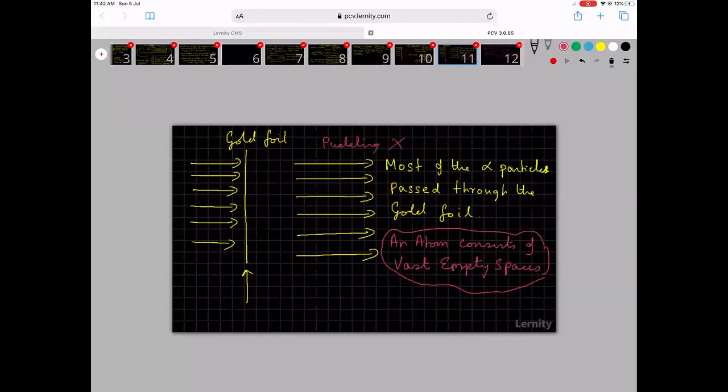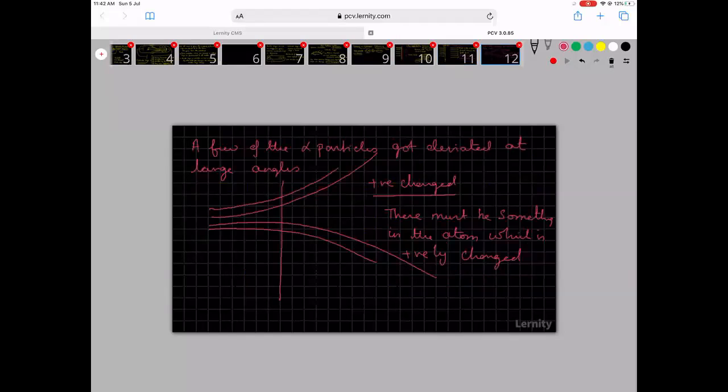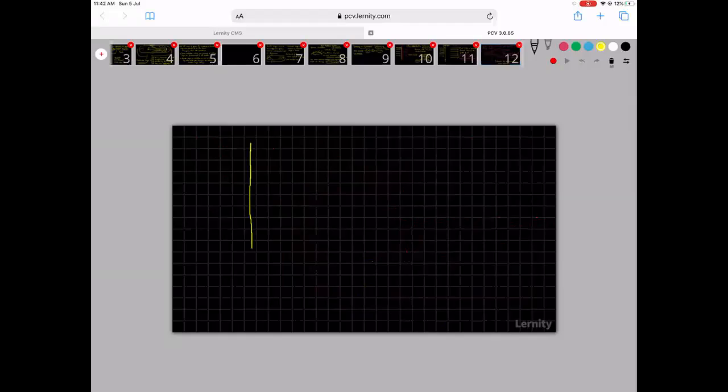Then a few of the alpha particles got deviated, which indicates the presence of a positive charge. And very, very few particles, 1 in a million, was reflected back. That means the alpha particle was going on its path, it faced a positive charge. Because positive, positive, there is repulsion, the alpha particle went back. Do you understand?